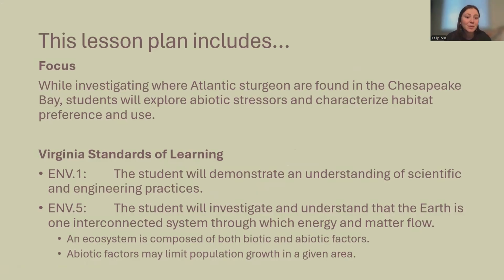So the focus of this lesson plan is to investigate where Atlantic sturgeon are found in those upper tributaries of the Chesapeake Bay, while also exploring abiotic stressors and how those influence habitat preference and use. The Virginia Standards of Learning that will be focused on with this lesson plan are Environmental Science 1, where the student will demonstrate an understanding of scientific and engineering practices, and also Environmental 5, where the student will investigate and understand that the Earth is one interconnected system through which energy and matter flow.